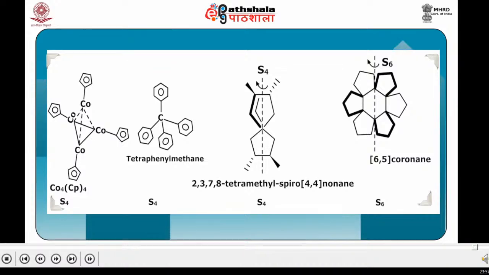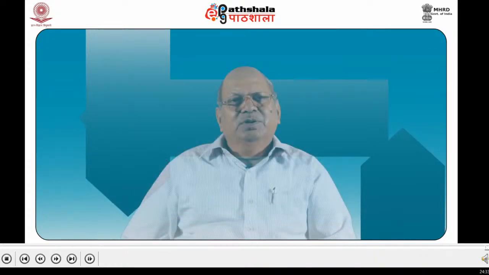Examples of molecules belonging to this Sn point group are shown here. The first molecule contains an S4 axis, the second, tetraphenyl methane, contains an S4 axis, then 2,3,7,8-tetramethyl spiro 4.4 nonane contains S4, and then this fused ring system contains S6. These molecules do not contain any other symmetry elements, so they belong to Sn point groups.